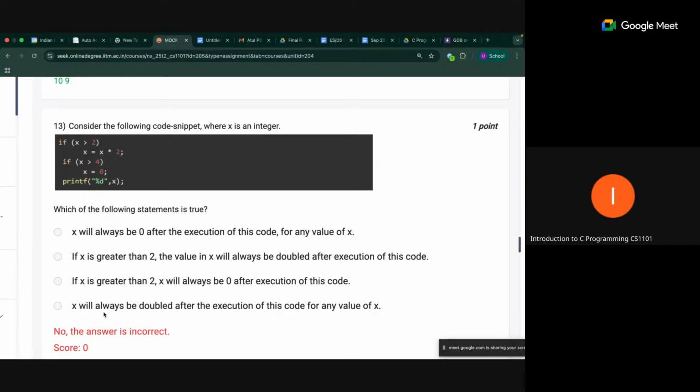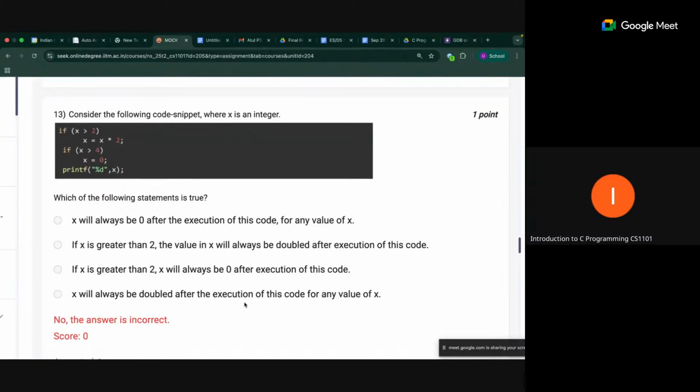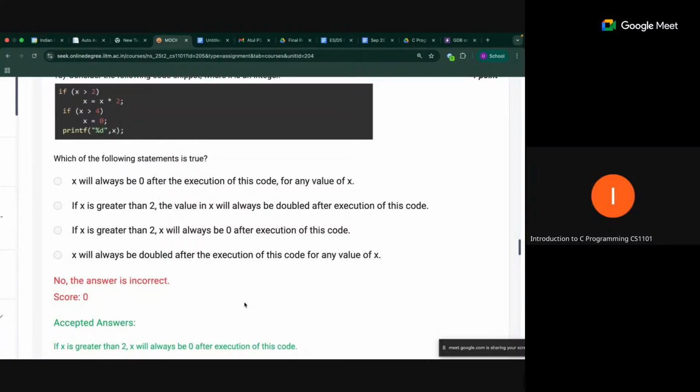And here they have mentioned x value will always be doubled. That is also not happening because when I give 1, nothing is changing, right? So the first and third options we cannot take. Next, if x value is greater than 2, the value in x will always be doubled after the execution of this code. Yeah, it will be doubled, but there is one more condition check given, right? If x is greater than 4, x is equal to 0. So I cannot say it will always be doubled.